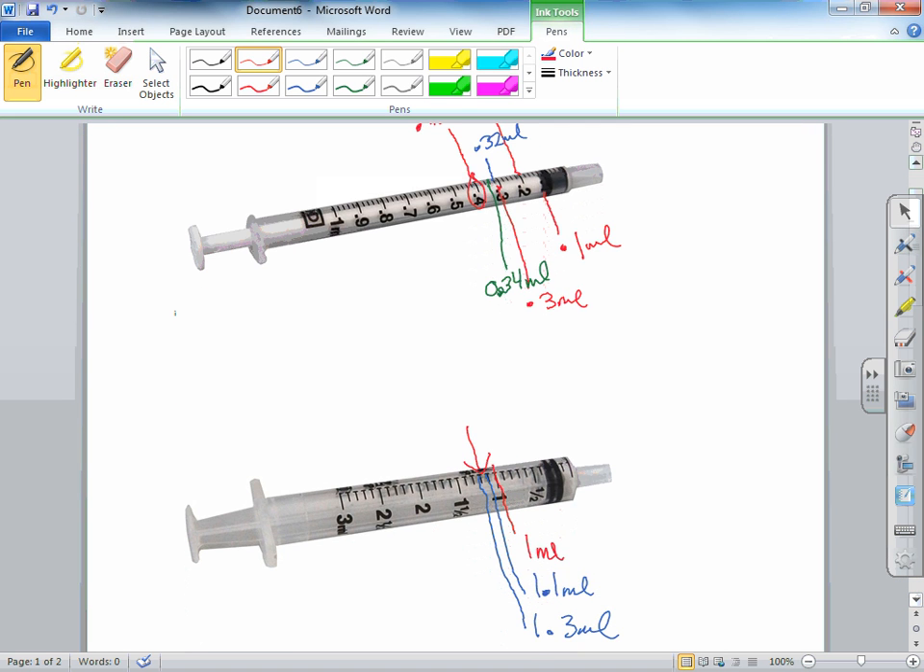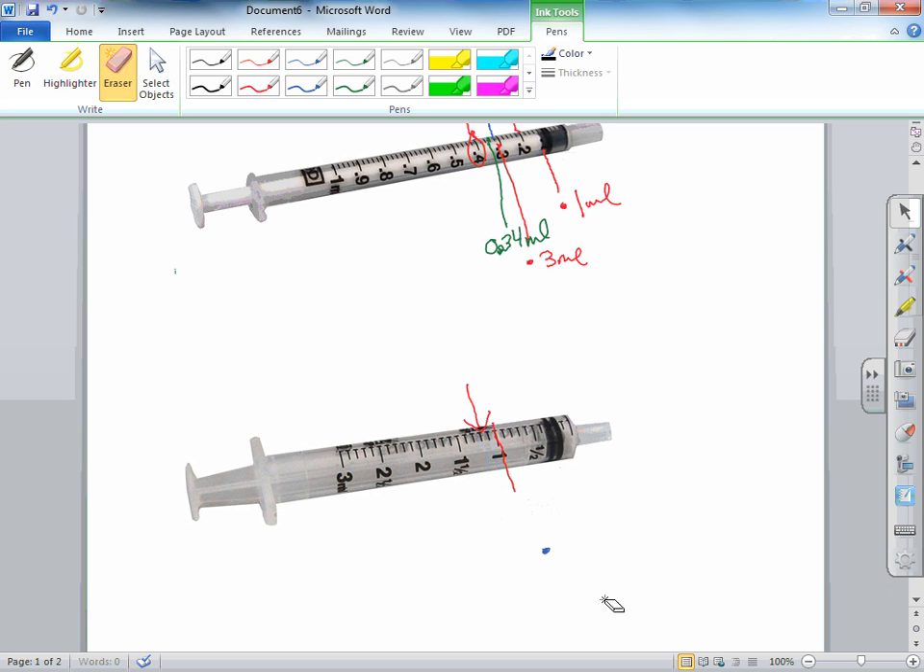Now, with these syringes, these are not oral syringes, they're injectable syringes, so they come in different sizes. They come in a 1 milliliter, a 3 milliliter, a 5 milliliter, a 10 milliliter, a 20 milliliter, 30 milliliter, and so on.